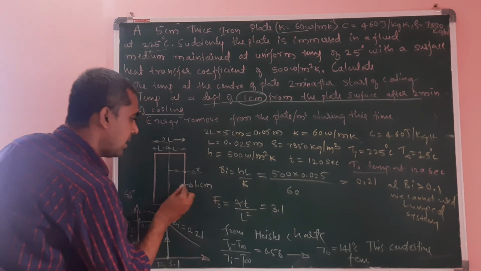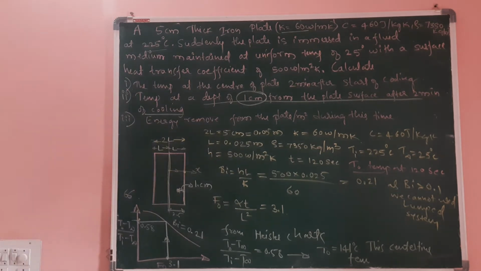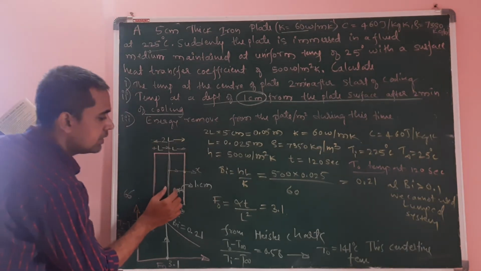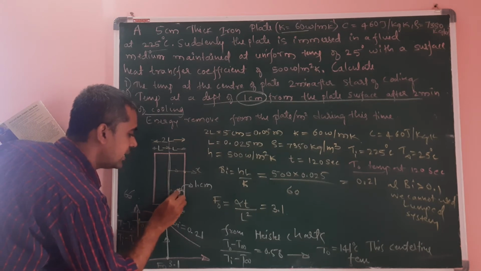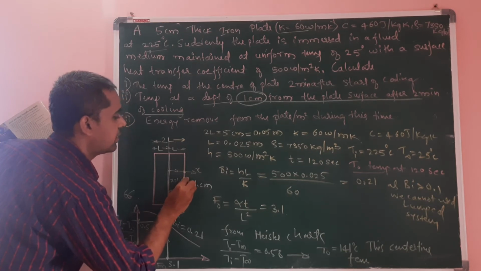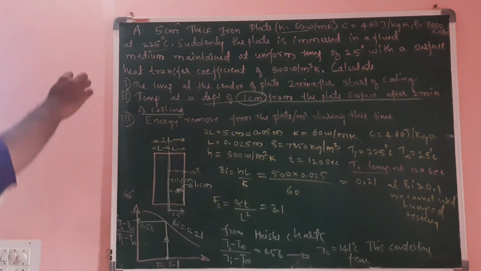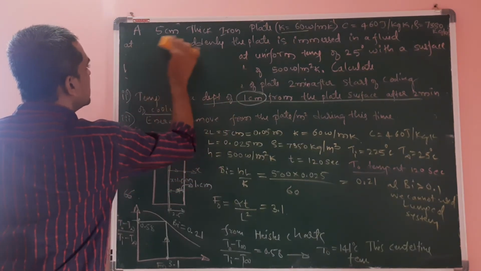But what is x? X is the distance of that point from the center line. Therefore x will be equal to 1.5 centimeter. That is the second bit. Now I will solve the second bit; the first bit I have solved, so I will drop this one.